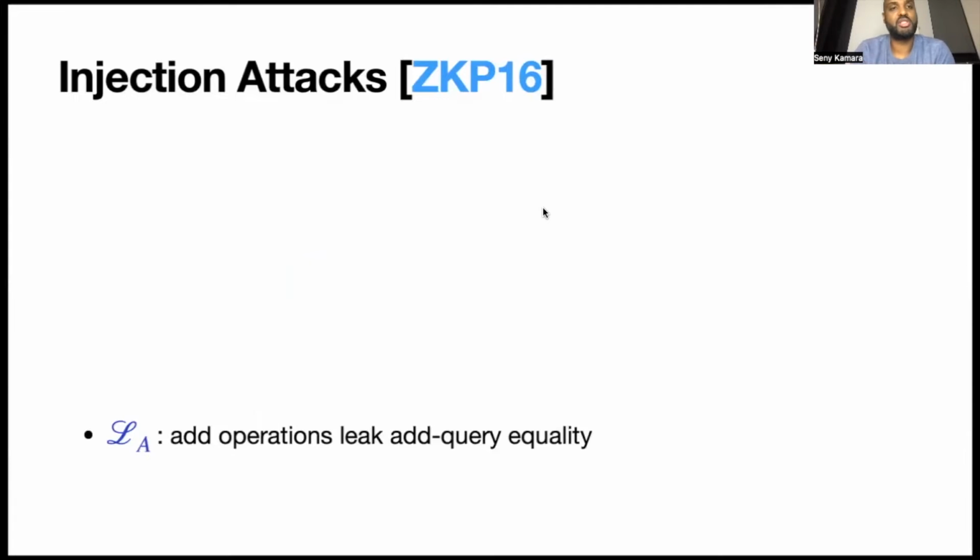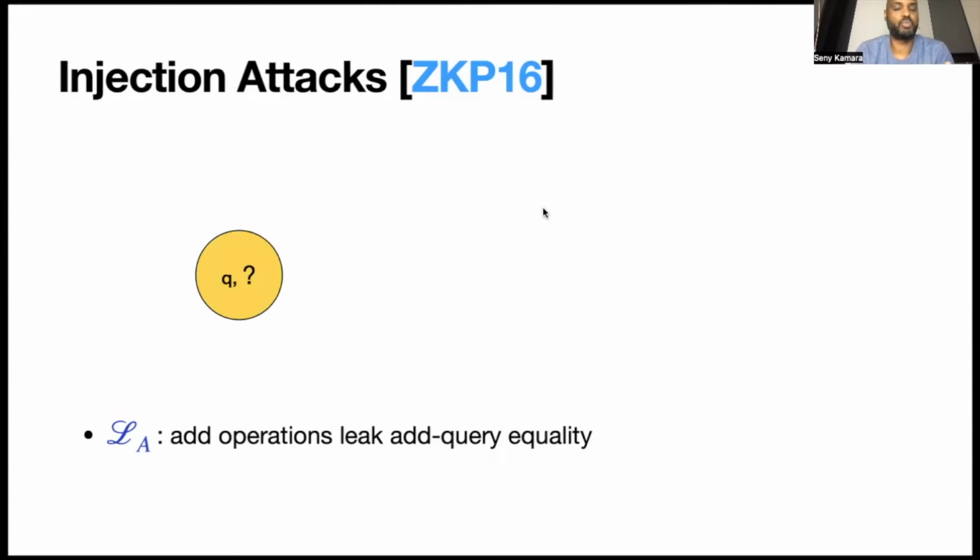So in 2016, Zhang, Katz, and Papamanthou introduced a new type of leakage attack, which is called an injection attack. It's an active attack, and these attacks can be run on any scheme that has an add leakage that reveals correlations between adds and queries. The idea is roughly as follows.